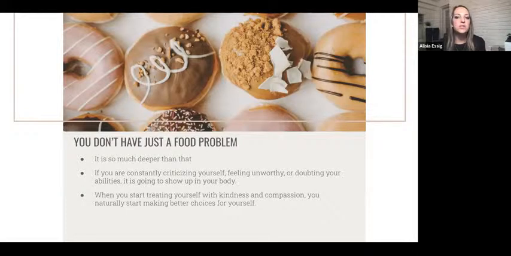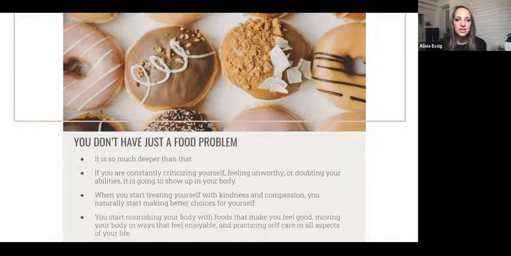When you start treating yourself with kindness and compassion, with that charity, like we talked about, you naturally will start making better choices for yourself. If you give yourself grace, if you love yourself through it, right? You'll start to nourish your body with the foods that make you feel good. The goal of all this, I'm going to teach you what foods these are. I'm going to teach you why these foods are so good for you. But I want you to start to become in tune with how food feels in your body and really be more intuitive with what you're eating and how that makes you feel afterwards.